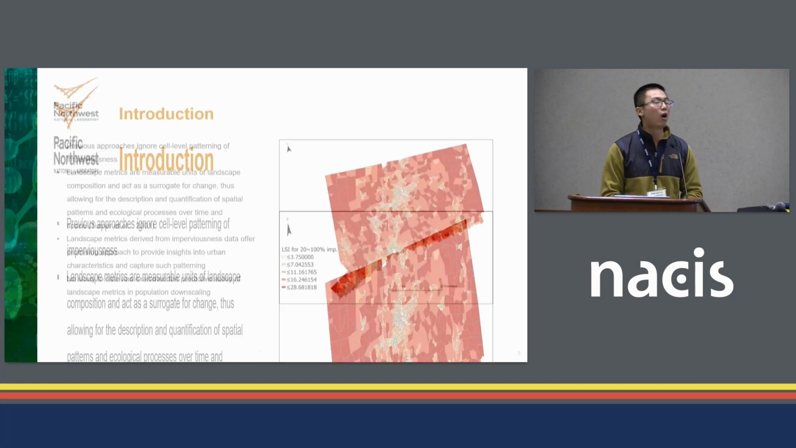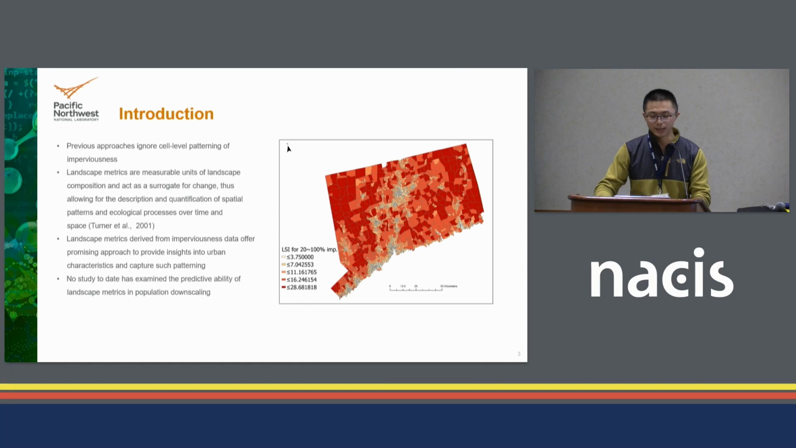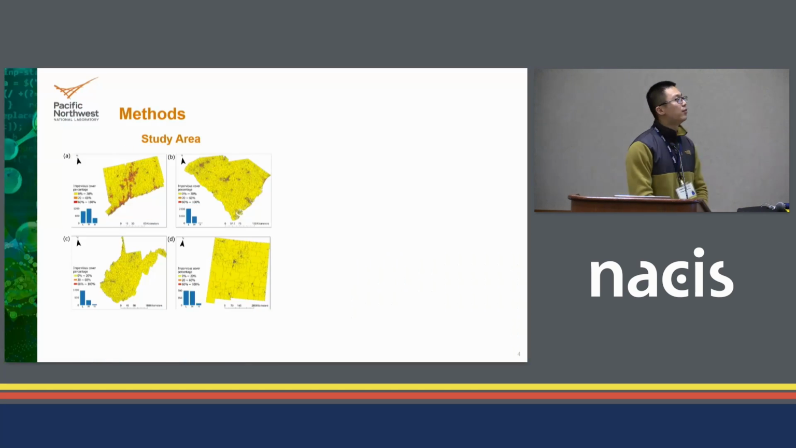Based on our previous literature review, we found that no study to date has examined the predictive power of the landscape metrics in the population downscaling field. That's why we're going to research this topic. Next, I'm going to talk about the methods.